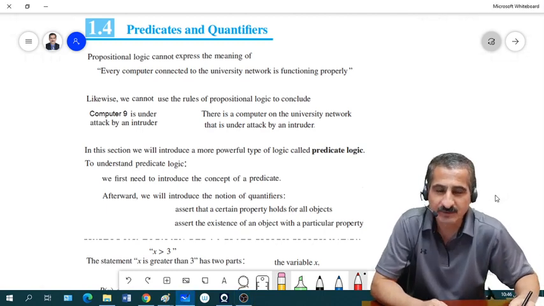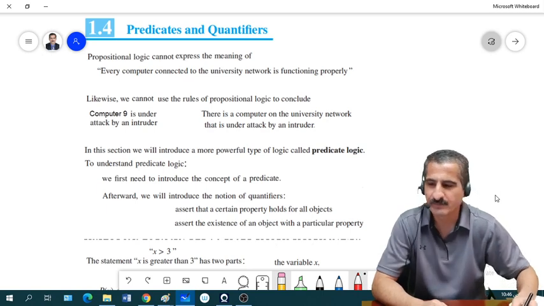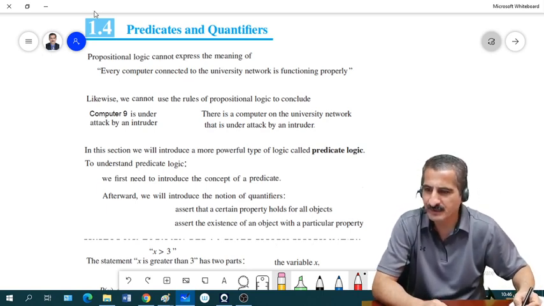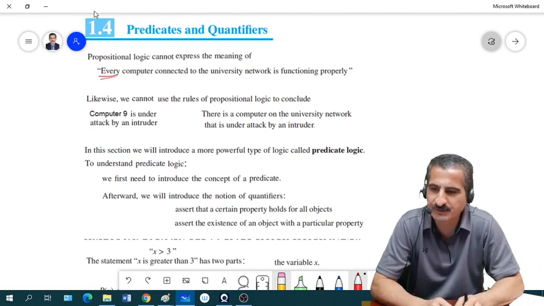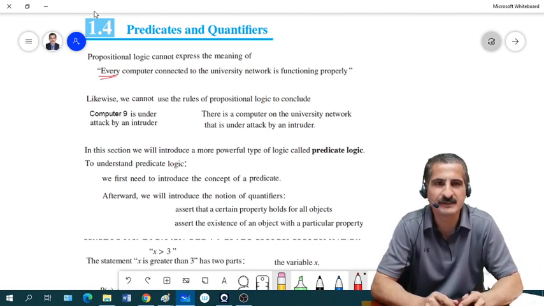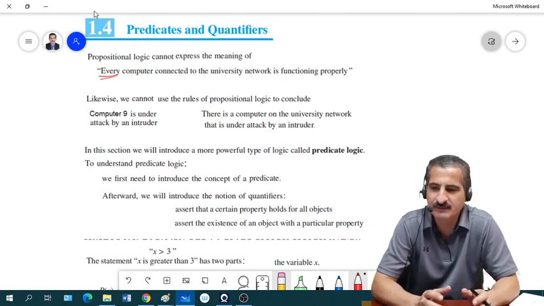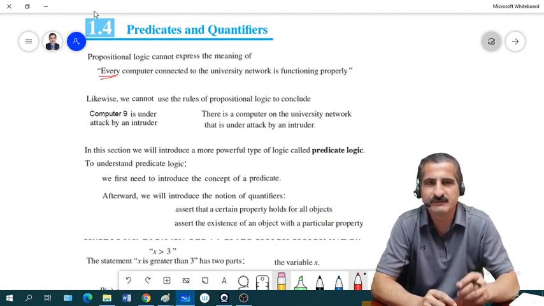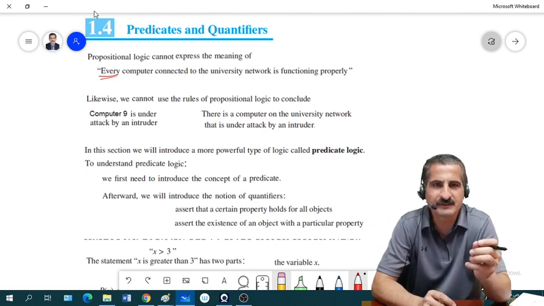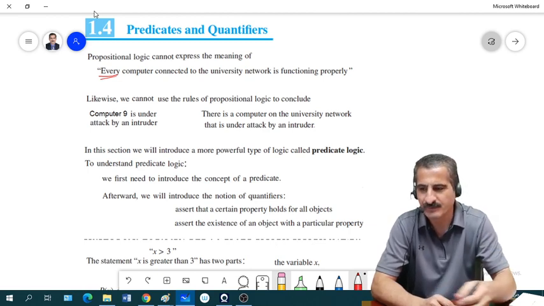Predicates and quantifiers. What are they? To express the meaning of such a sentence, every computer connected to the university network is functioning properly, we cannot use simply propositional logic that we have learned so far. We need to use some quantifier that gives us the meaning of every.